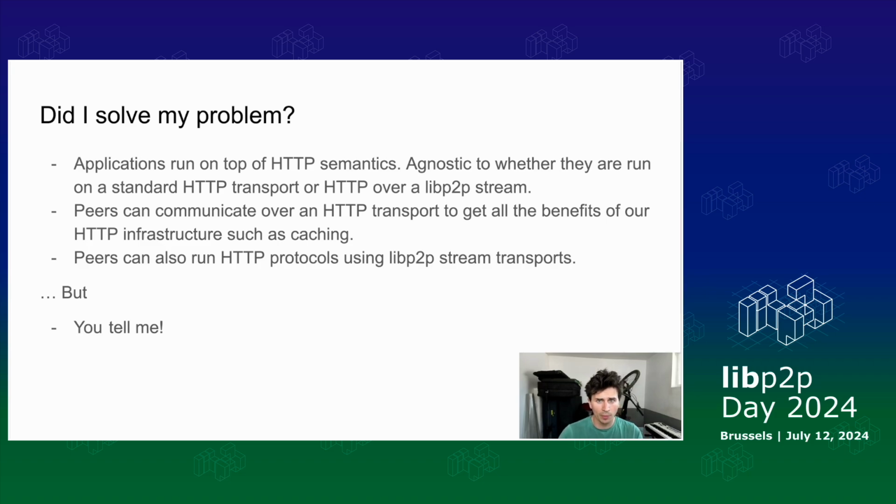So did I solve my problem? Remember, I wanted to use HTTP while also keeping the benefits of a peer-to-peer system. Applications run on top of HTTP semantics. They are agnostic to whether they're running on a standard HTTP stack or HTTP over a libp2p stream. Peers that want to leverage a standard HTTP cache can simply run the application as you normally run an HTTP server. And of course, peers that need to hole punch or don't want to set up a standard HTTP server can still run the same HTTP protocols using libp2p stream transports. It's the same application code running in either environment.